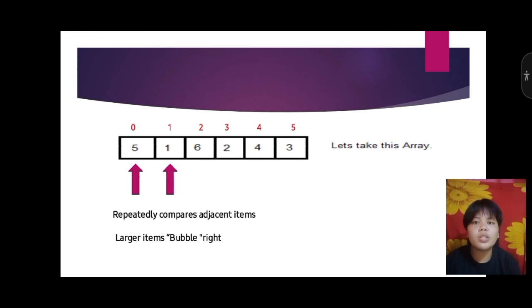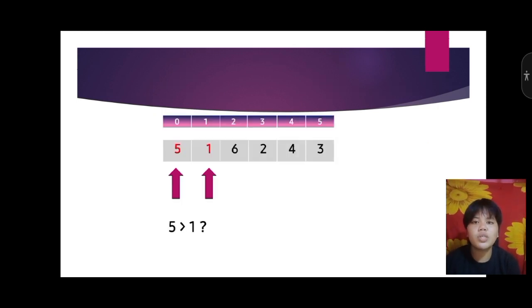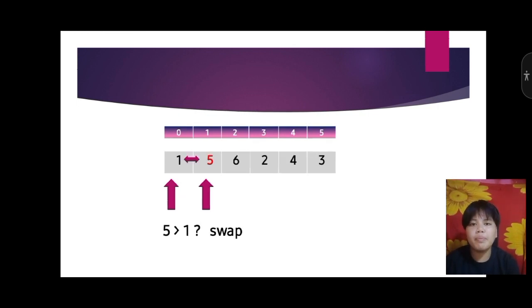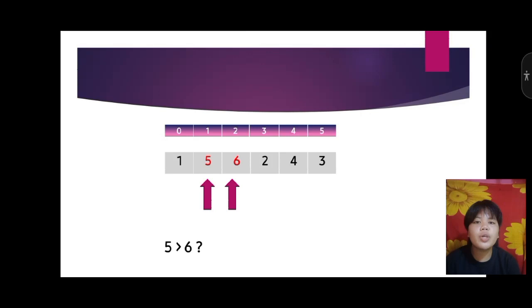In this array, we start from index 0, which is 5, and start comparing elements from start to end. First, we compare 5 to 1. Since 5 is greater than 1, we swap them, because in ascending order the sorted array will have the largest number towards the end. Next, we compare 5 to 6. Here there is no swapping, because 6 is greater than 5 and it's on a higher index than 5.